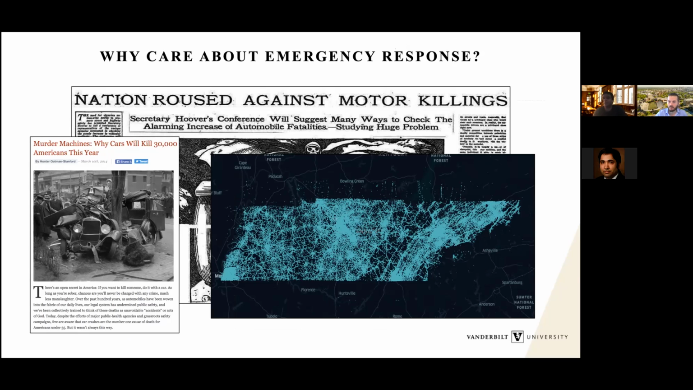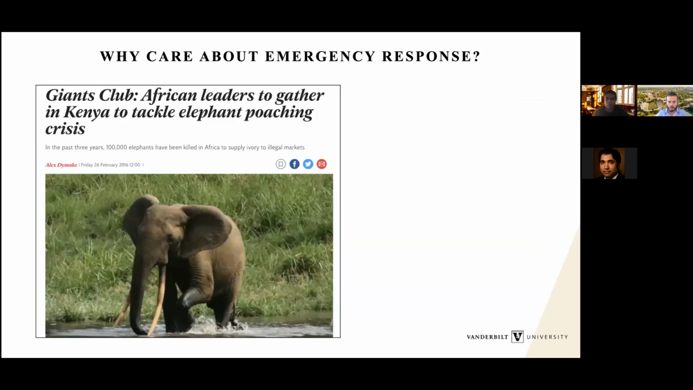But there are other forms of emergency response that we care about as well, and we'll briefly talk about those forms of emergency incidents as well. One of them is poaching. This is an article which mentions that between 2013 and 2016, 100,000 elephants were killed in Africa. You might want to pause and ponder over that number. That's 100,000 elephants in a span of 3 years, largely to supply ivory to illegal markets.